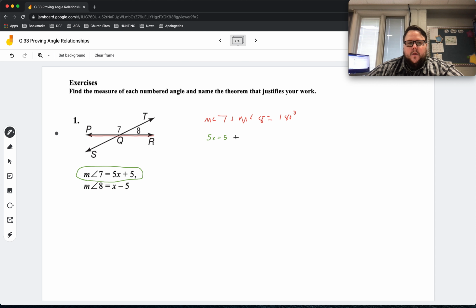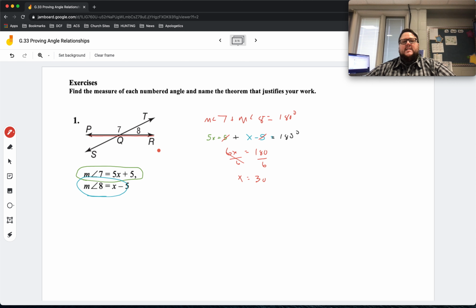So the measure of angle 7 is 5x plus 5, plus the measure of angle 8, which is x minus 5, has to equal 180 degrees. Now I can solve the equation. 5x plus x is 6x. The 5 minus 5 cancels out, so I get 6x equals 180. Divide by 6, divide by 6. x equals 30.